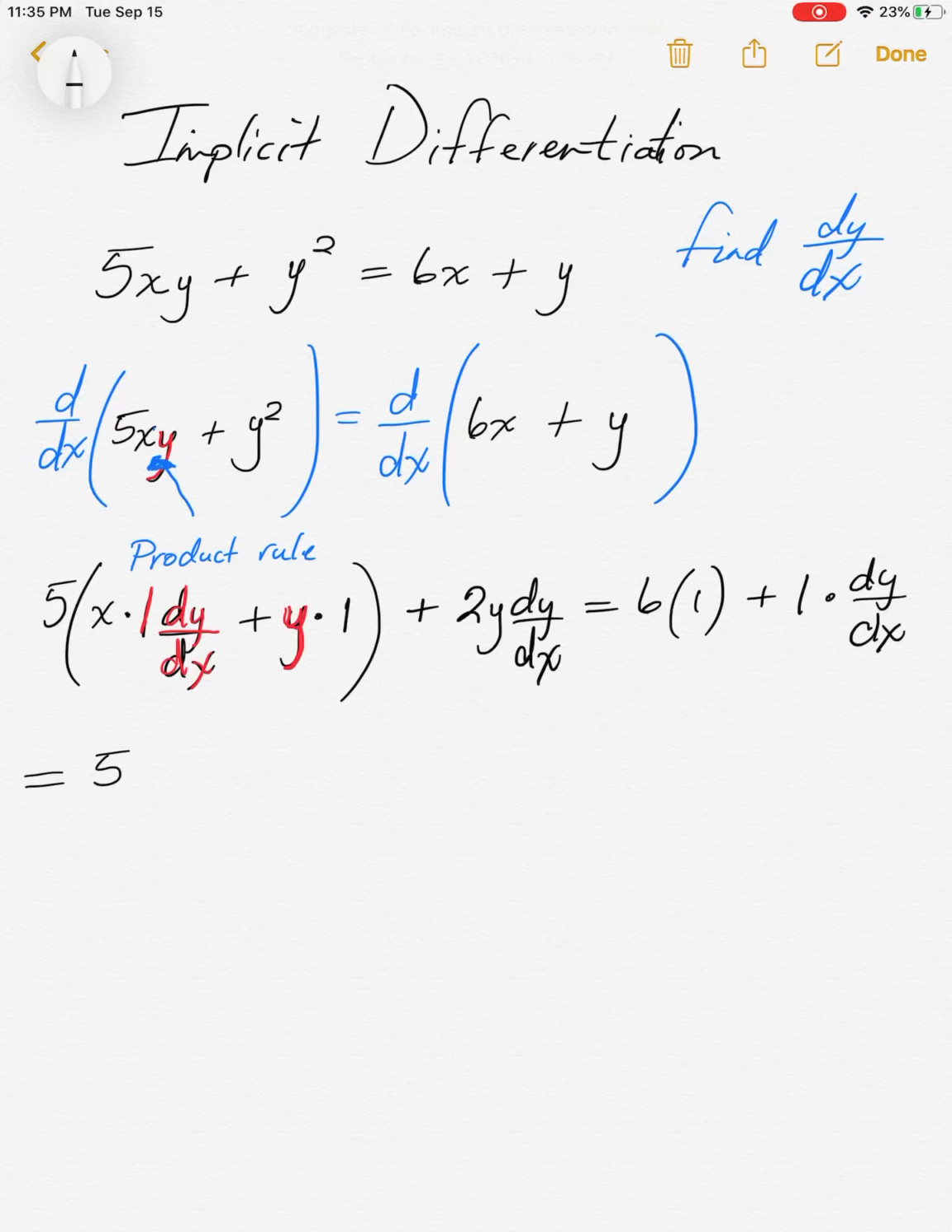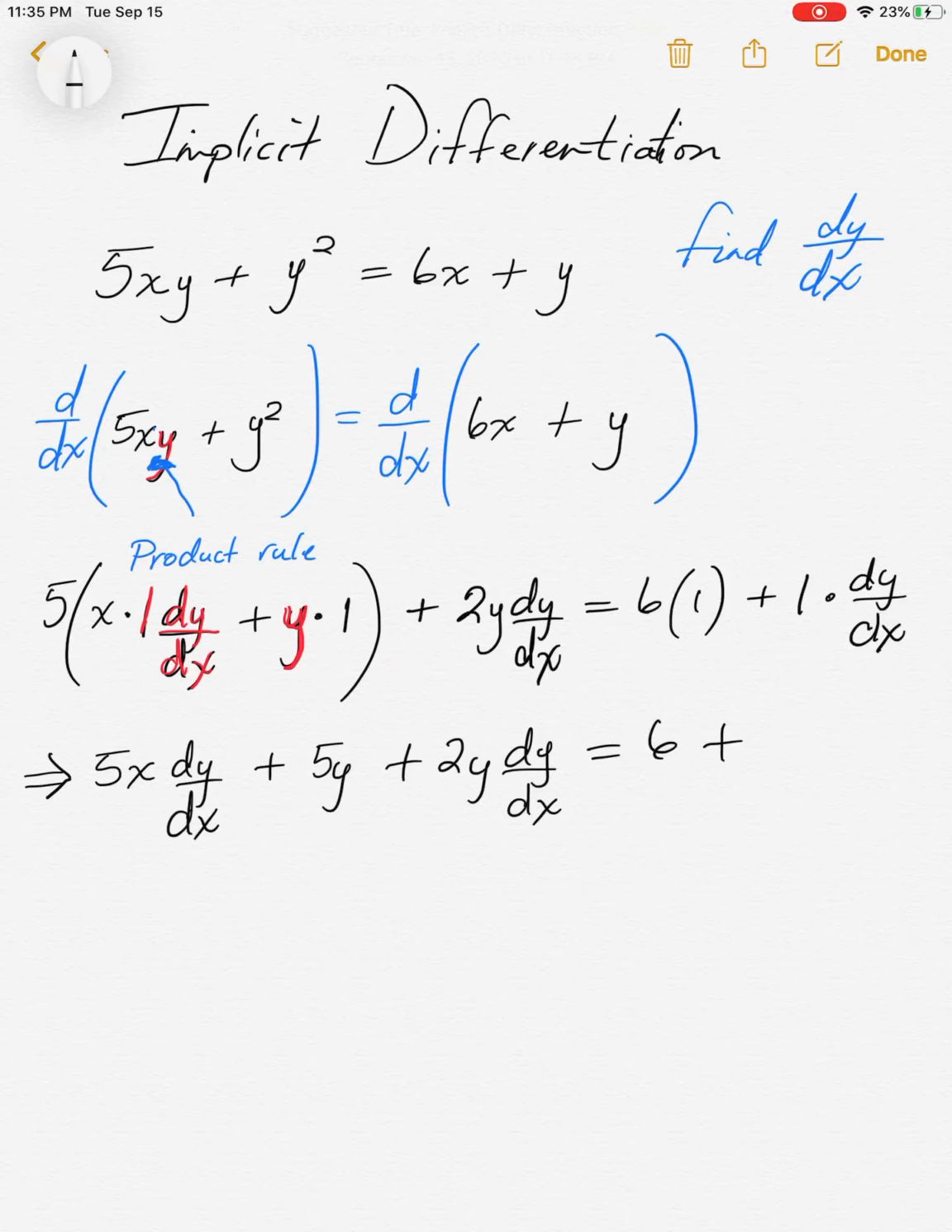All right, go through simplifying. We have 5x dy dx plus 5y plus 2y dy dx equals 6 plus dy dx.